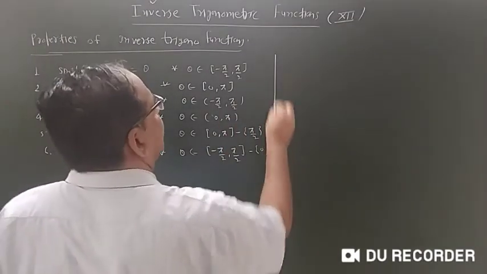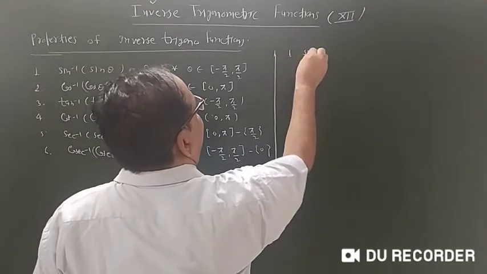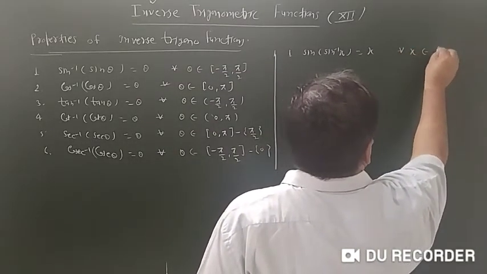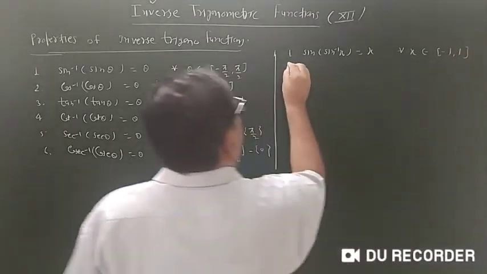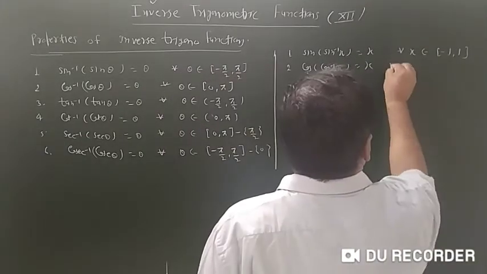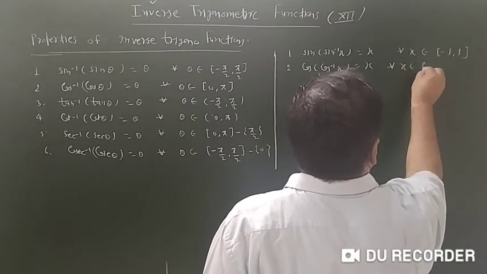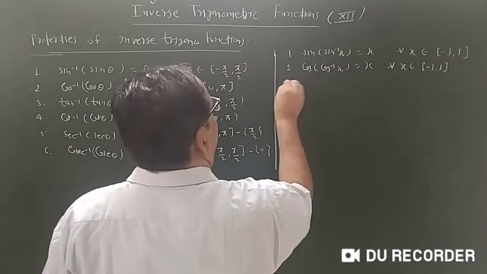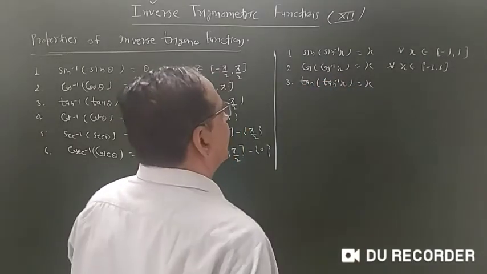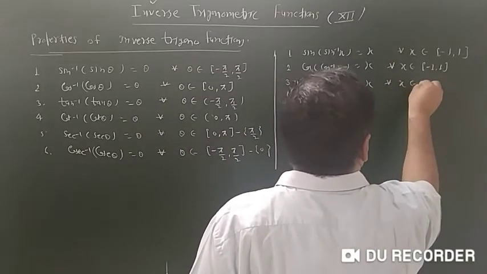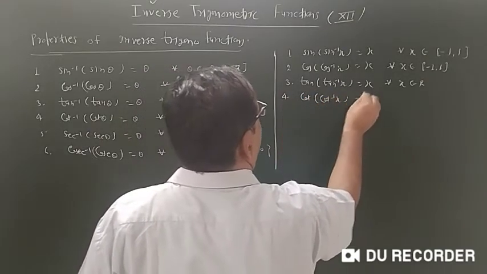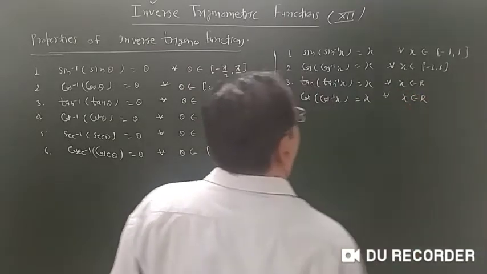Similarly, one, sin of sin inverse x equals x for every x belonging to the domain, that means minus 1 to 1. Second, cos of cos inverse x again equals x for every x belonging to minus 1 to 1. Third, tan of tan inverse x equals x for every x belonging to R. Fourth, cot of cot inverse x again equals x for every x belonging to R.